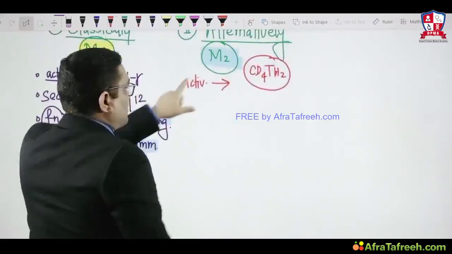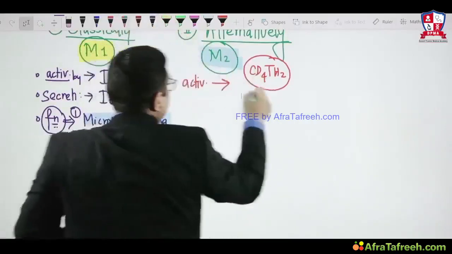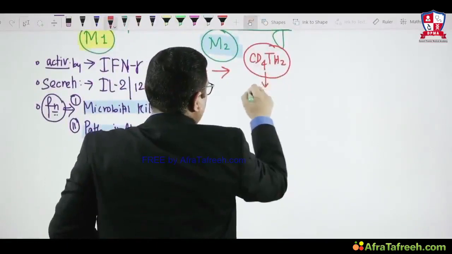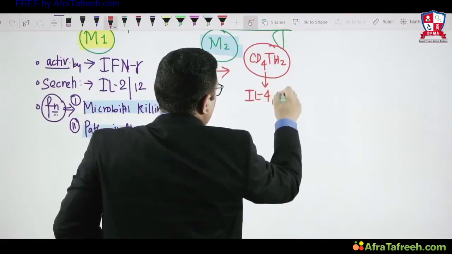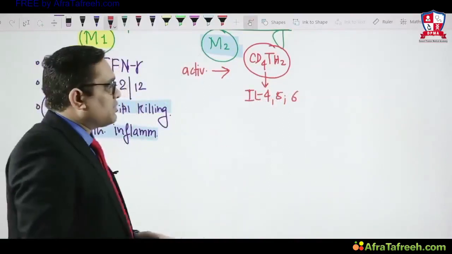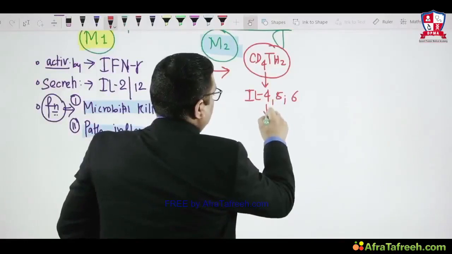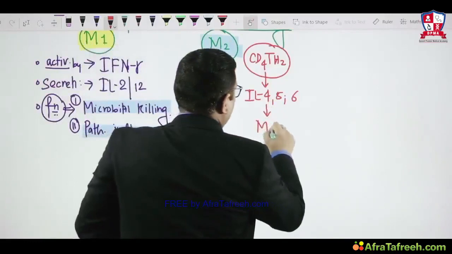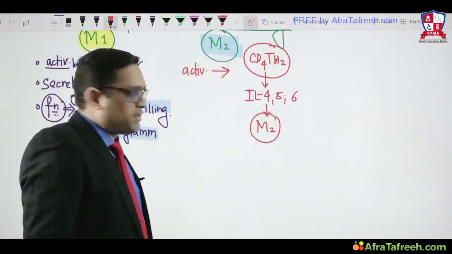CD4 Th2 cells, how are they going to activate alternatively activated macrophages? The CD4 Th2 cells will be releasing cytokines, which are interleukin 4, 5, 6, right? So Th2 cells release cytokines IL-4, 5 and 6, and these IL-4, 5 and 6 are now going to activate alternatively activated macrophages.